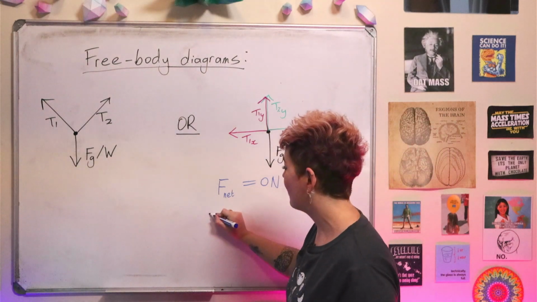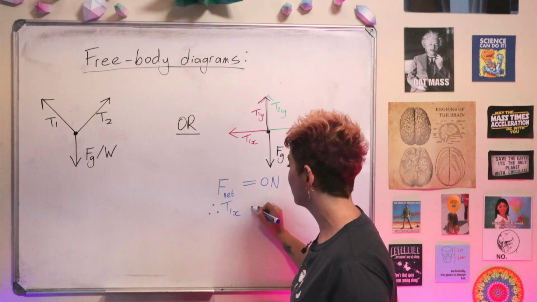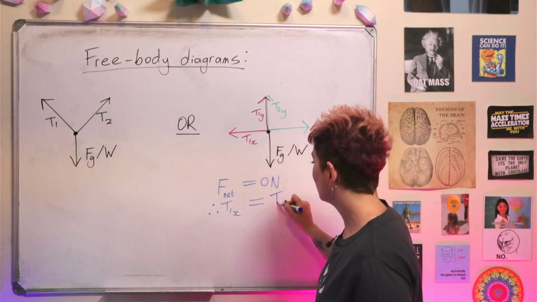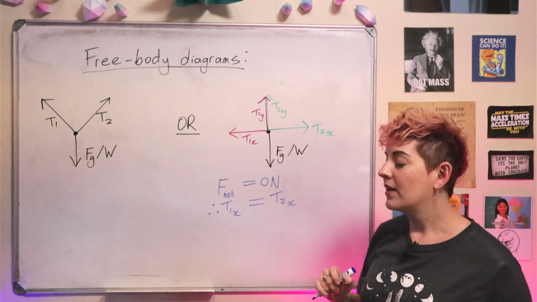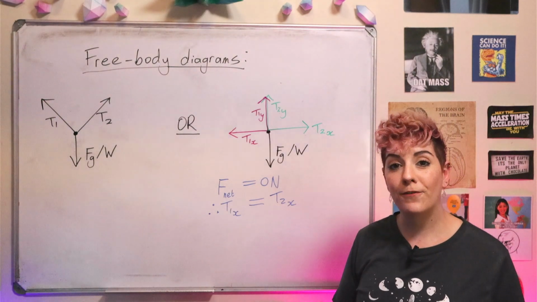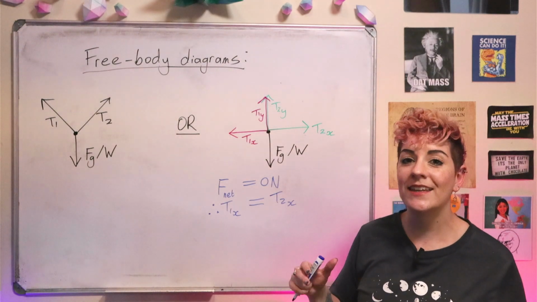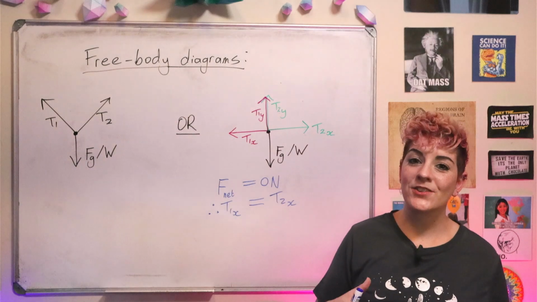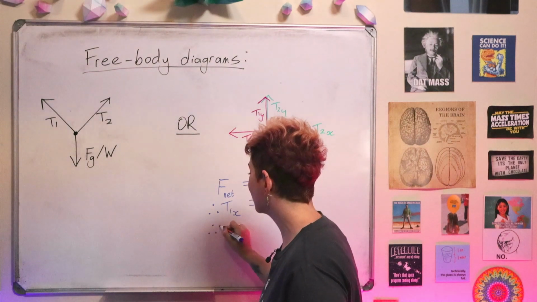That means, therefore, that T1x going to the left has to be equal in magnitude to T2x going to the right. Now, you can even expand the formula by using the formulae for T1x and T2x respectively. Remember that T1x as a formula would be equal to T1 cos theta.